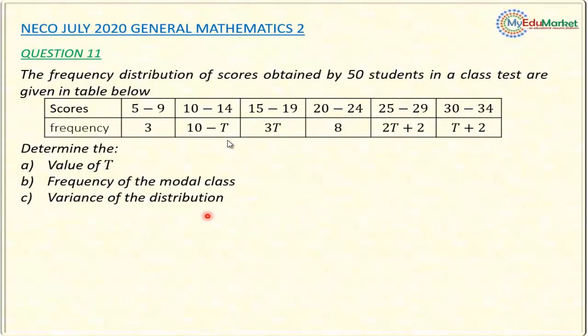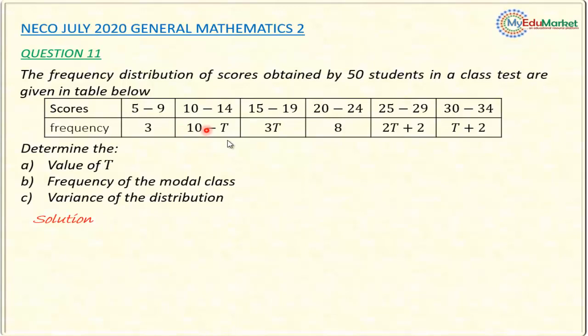So let me attempt to answer this question now. If I go back to the question, that table is the mark distribution of about 50 students, marks in a test, and those marks are given in this table. Those that scored between 5 and 9 are 3. Those that scored between 10 and 14 are 10 minus t, so it is an expression here. So let me attempt to get my t.